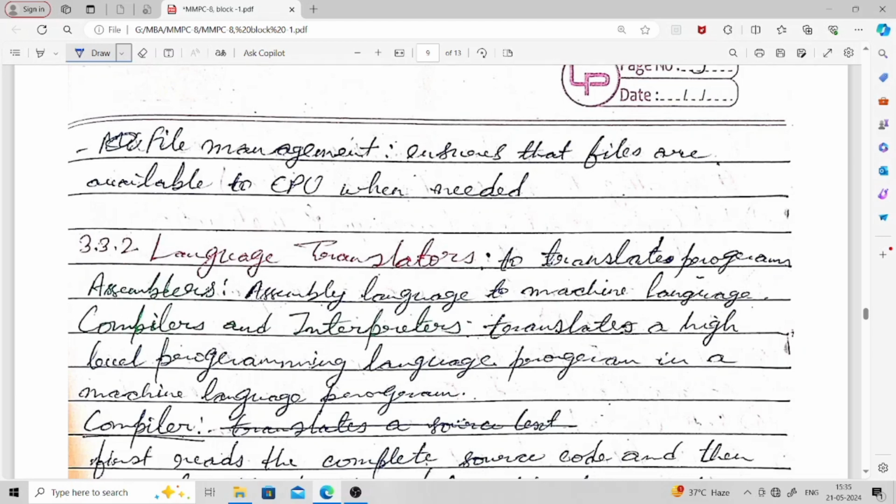Then the second kind of system software is language translators. Language translators translate programs. One example is assemblers, which translate assembly language to machine language. It means the assembler is a kind of language translator. Then you have compilers and interpreters, which translate a high level programming language to a program in machine language. Okay, so from high level programming language to machine language program, that is done by compilers and interpreters. So these are language translators.